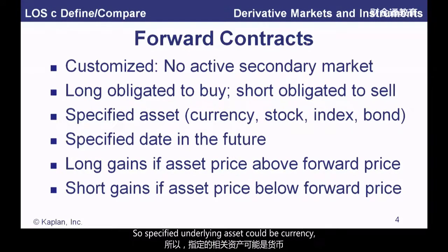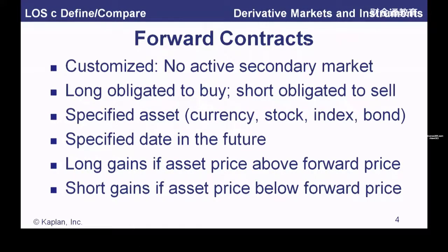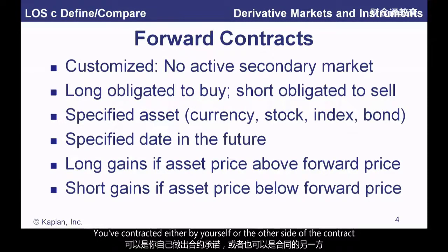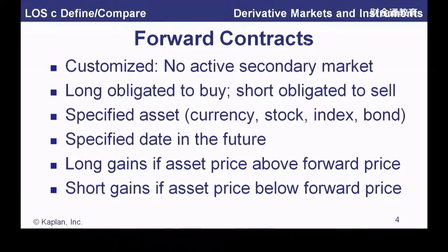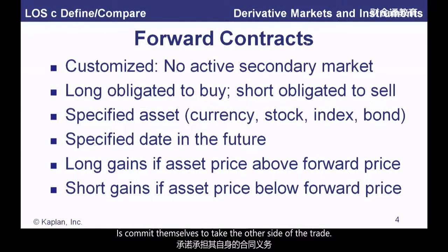So, a specified underlying asset. It could be a currency, could be 100,000 euros, it could be a stock, 100 shares of stock, it could be a value based on a price index or a bond. And so there's a specified date in the future at which you've contracted to either buy or sell, and the other side of the contract has committed themselves to take the other side of that trade.